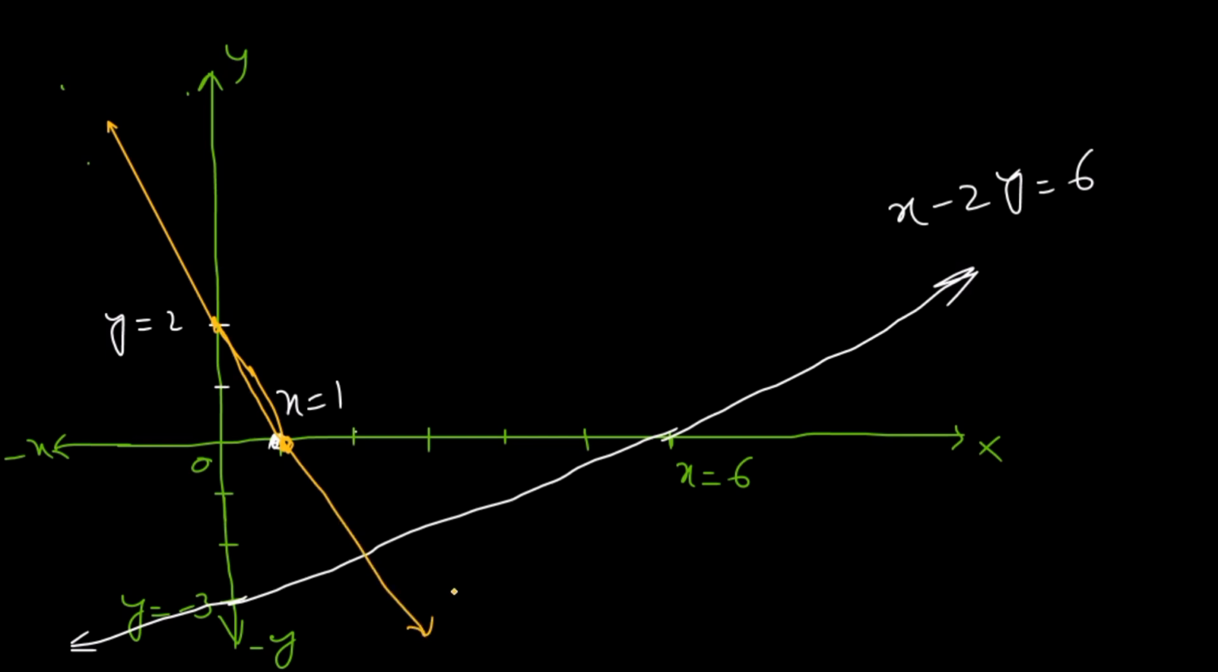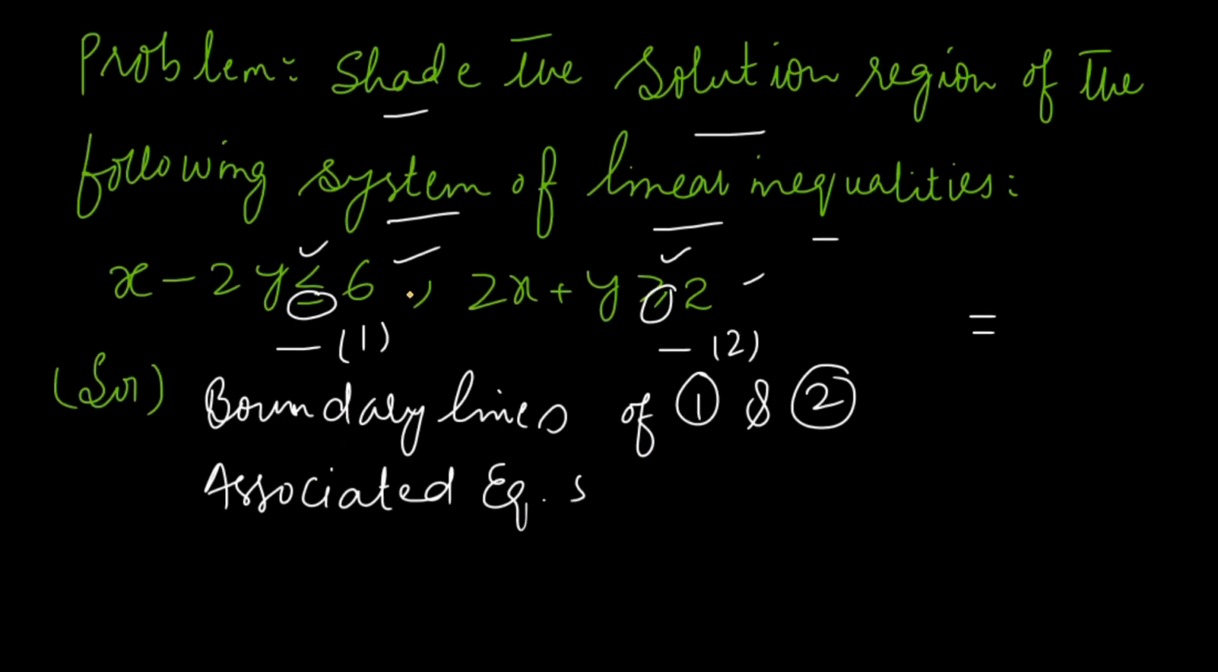So this is the equation of 2x plus y is equal to 2. This is the line opposite to 2x plus y is equal to 2 here. Next, as we have to shade the common region between these two given inequalities, our target is to shade the solution region of the following system of linear inequalities.